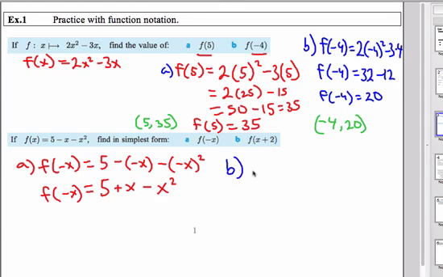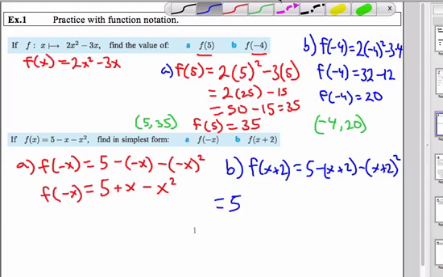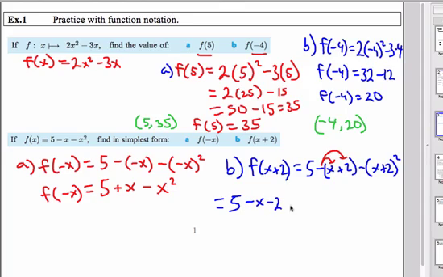we're going to substitute in x plus 2. So f of x plus 2 equals 5 minus x plus 2 minus x plus 2 squared. Okay, so we're going to have now 5 minus x minus 2. You can distribute the negative sign, and we're going to have 5 minus x minus 2. And over here, x plus 2 squared, we can rewrite that as x plus 2 times x plus 2.